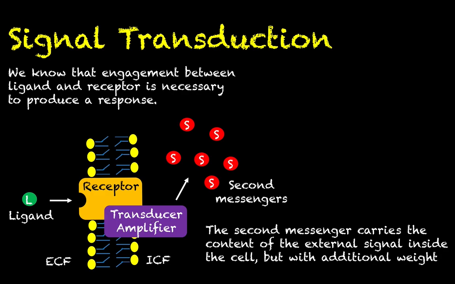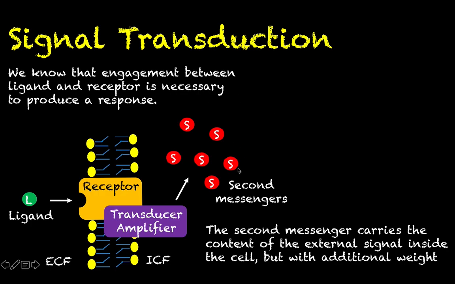So the second messenger is essentially going to carry the same message that the original ligand is carrying, just with additional weight. Now, what makes me say with additional weight? Do you notice how there's only one ligand, but there are multiple second messenger molecules? So essentially what's happening here is that we have not only conveyed the contents of the message inside the cell, that's the transduction portion of this, but we have amplified the signal too.